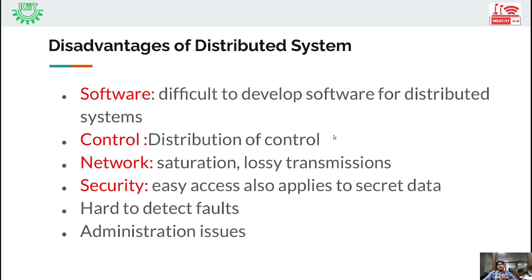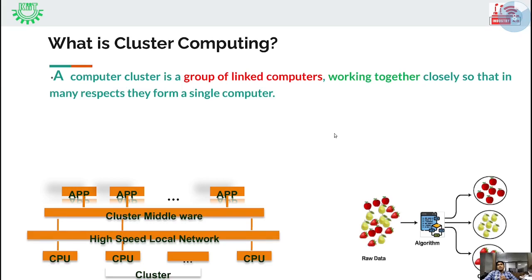So now that we have learned about distributed computing systems, let us have a look at what cluster computing is. This is basically a kind of distributed computing, so we'll have to look into it. A computing cluster is basically a group of linked computers which are working together closely so that in many respects they form a single computer. So if you have some old computers, you can even make them work as a cluster.